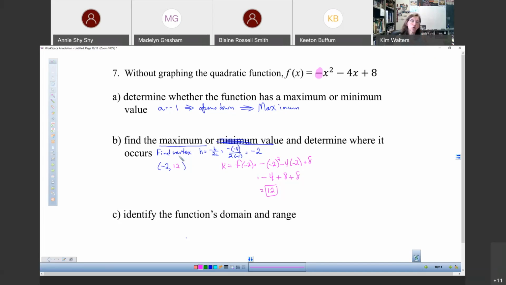Now we have to answer the question though, because all we've done is find the vertex. One part of the vertex is the value, and the other one is where it occurs. And we talked about this the other day when we were looking at graphs. Can anybody tell me, based on looking at the vertex, what the maximum value is? Which part of this is the maximum value?